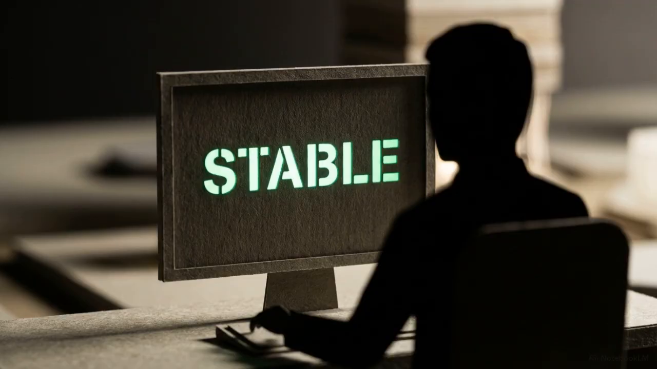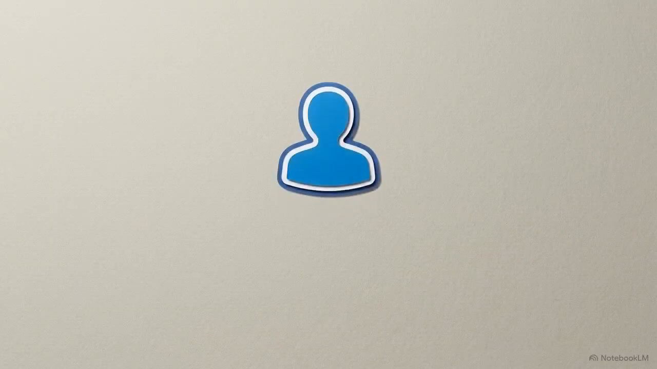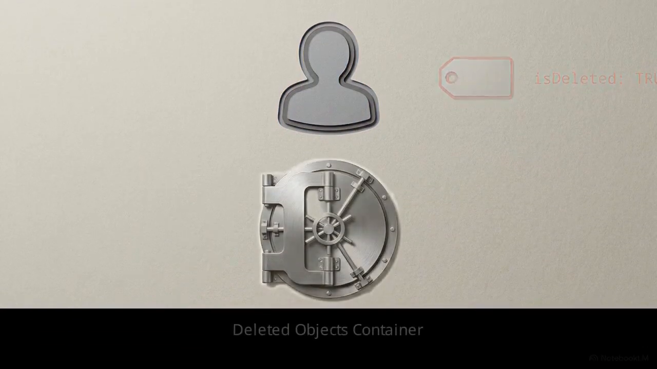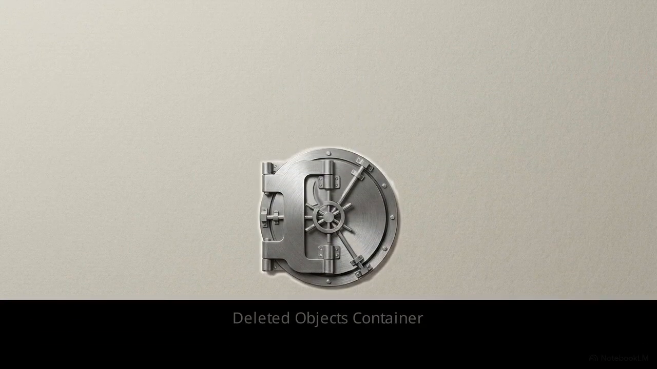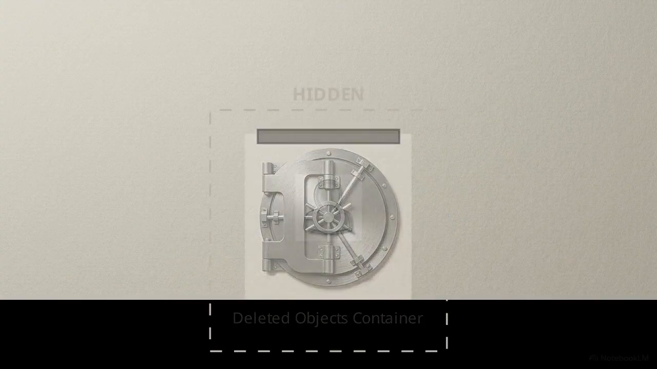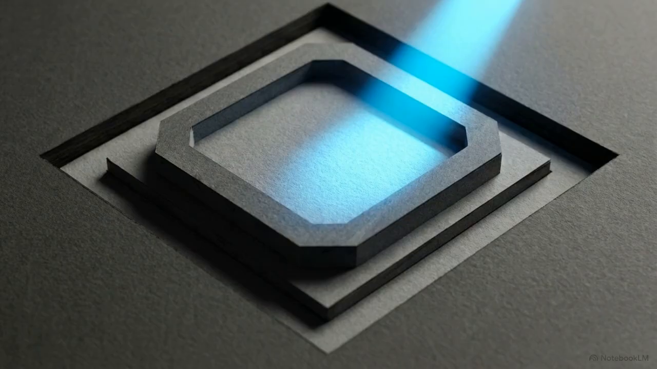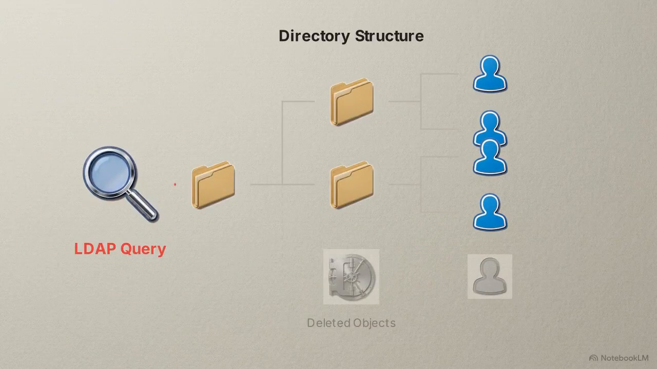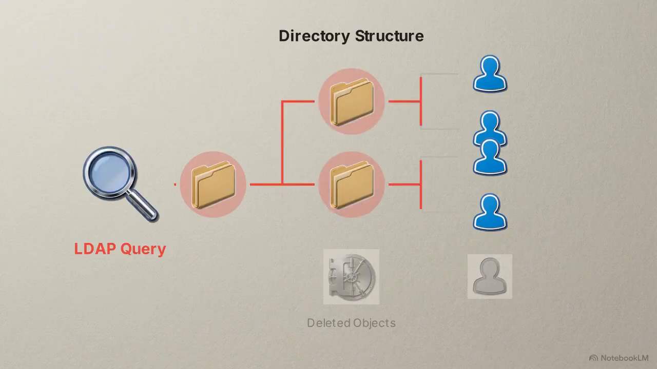silent directory corruption. When a user object becomes a tombstone, the system modifies its internal metadata, flipping its isDeleted attribute to a true state. It immediately relocates this flagged object into a hidden deleted objects container, a dedicated vault maintained by every directory partition. Once sealed inside this container, the tombstone becomes completely invisible to standard LDAP queries.